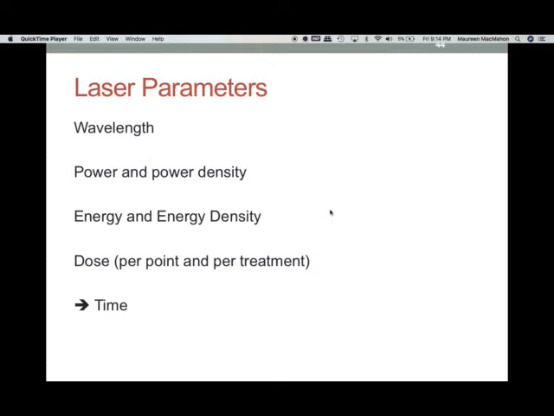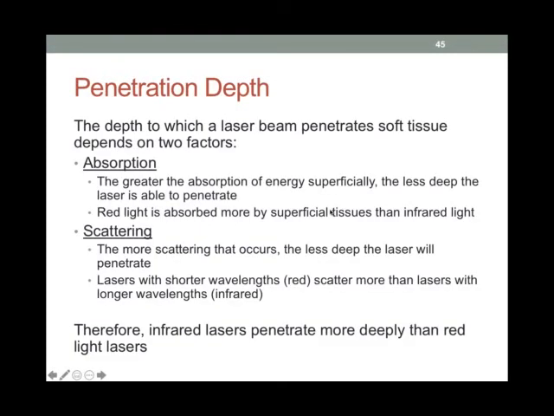And we talk about dose per point and dose per treatment. And time is factored into all this, and they're all interrelated, and you'll see that. Okay. So if we talk about the wavelength, wavelength will have an effect on the penetration depth.